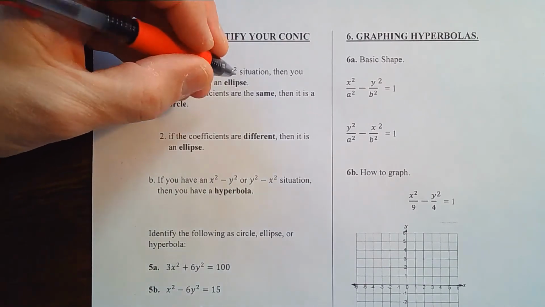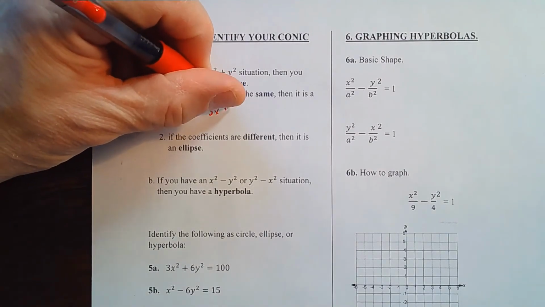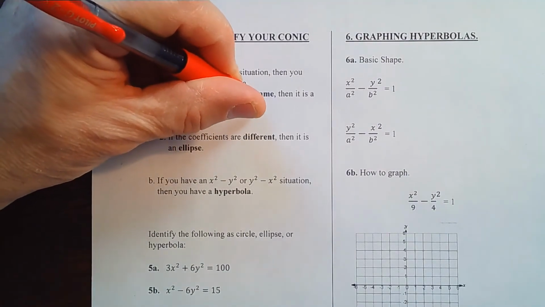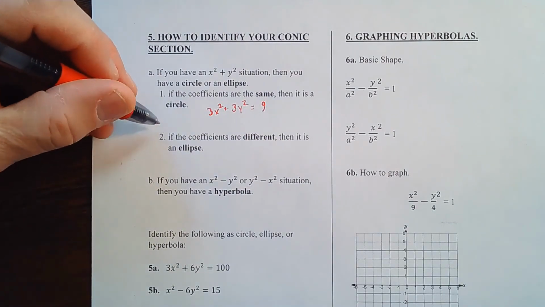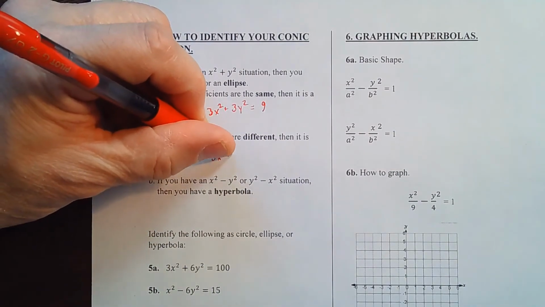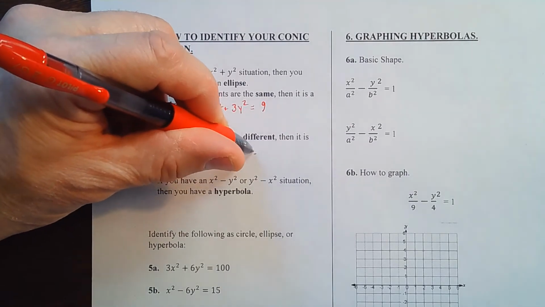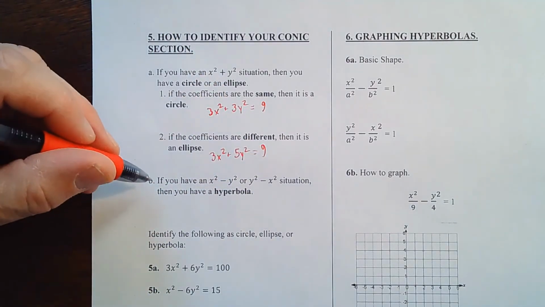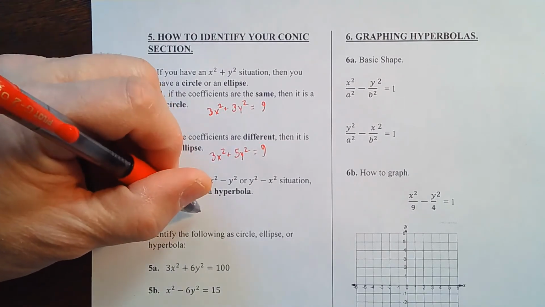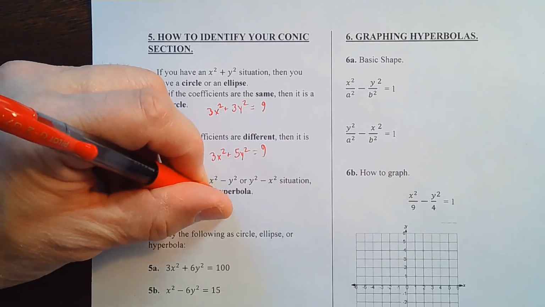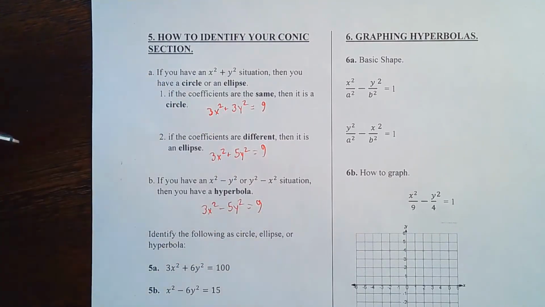So for example, 3x squared plus 3y squared equals 9. If the coefficients are different, then you're going to have an ellipse. 3x squared plus 5y squared equals 9. If you have an x squared minus y squared or y squared minus x squared situation, then you're going to have a hyperbola. 3x squared minus 5y squared equals 9.